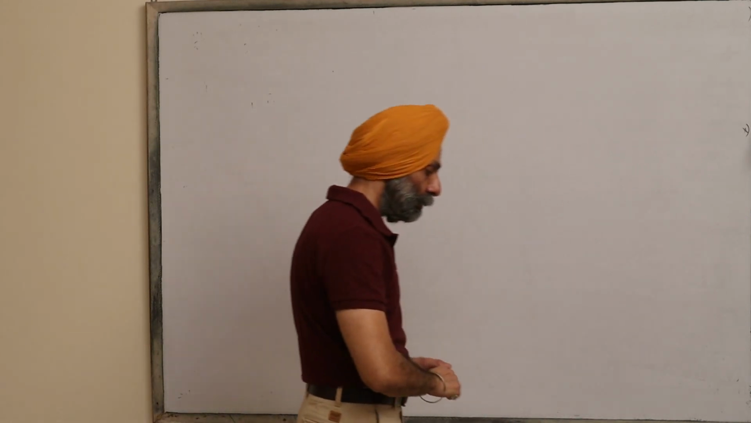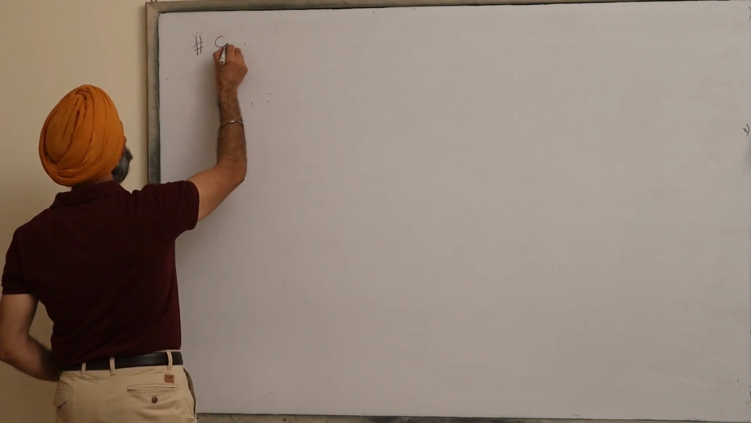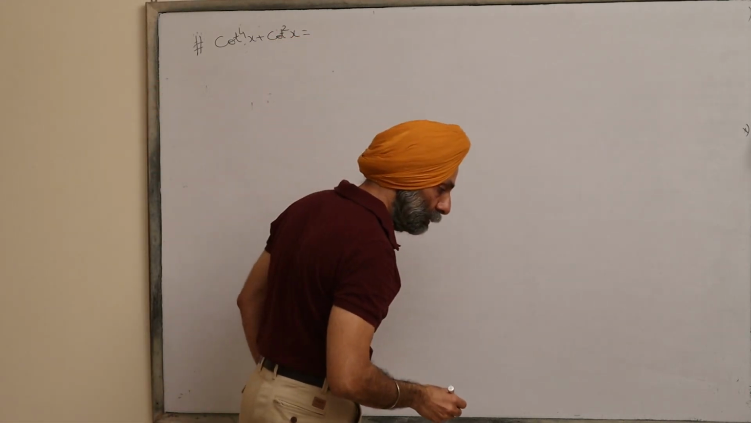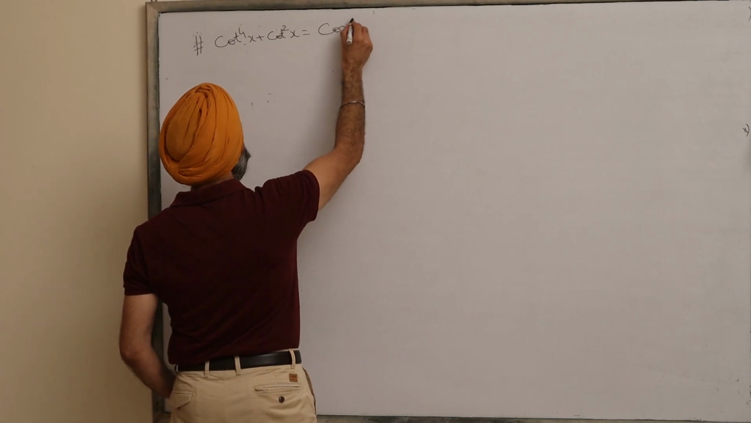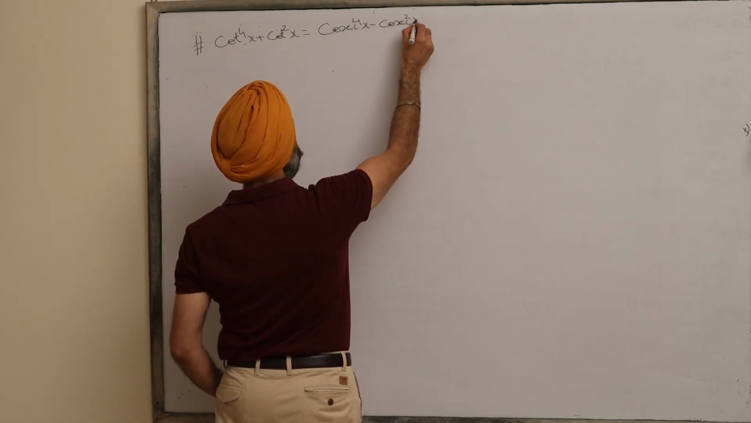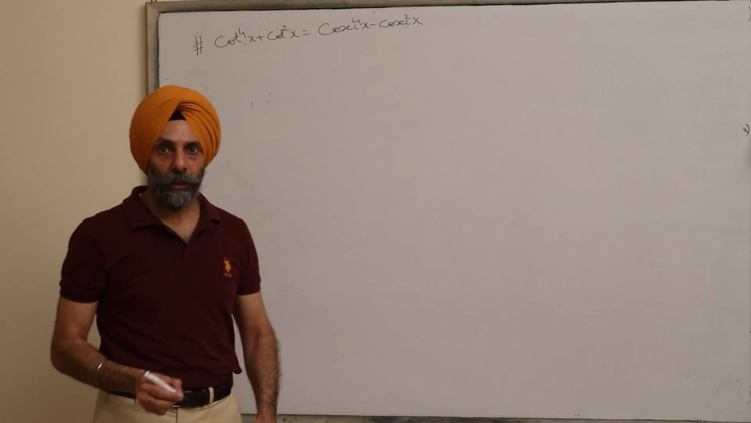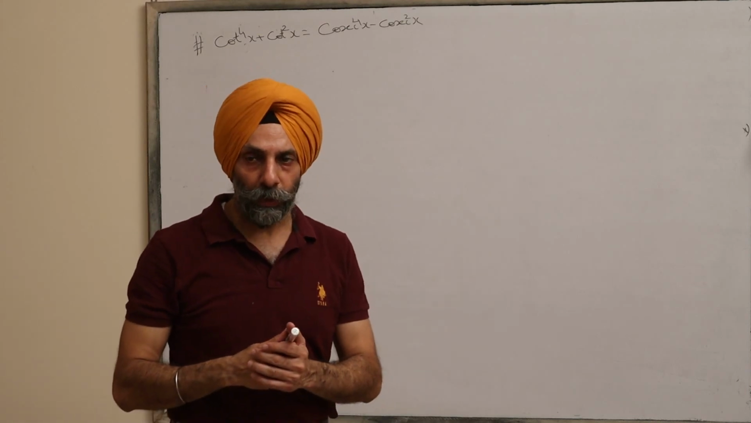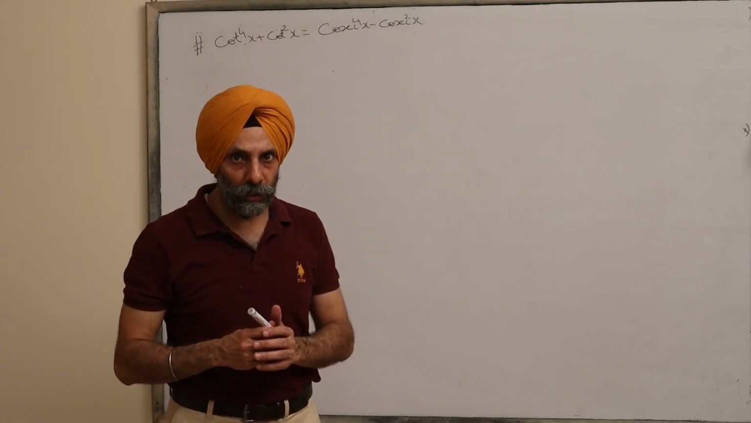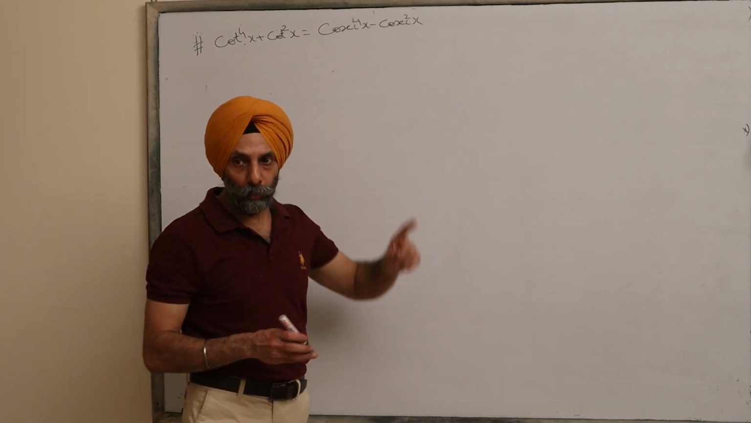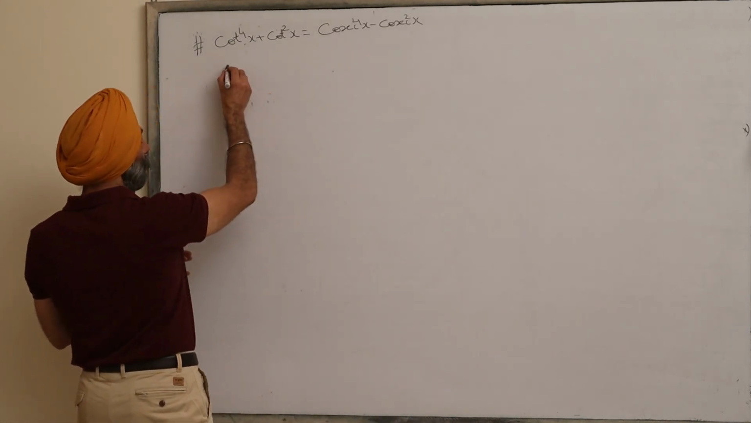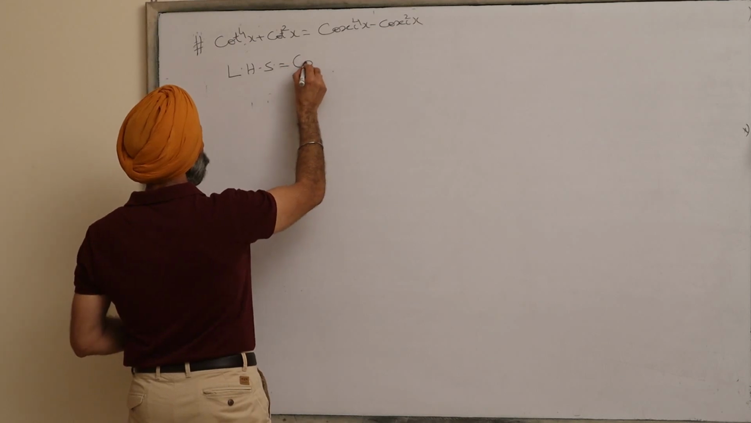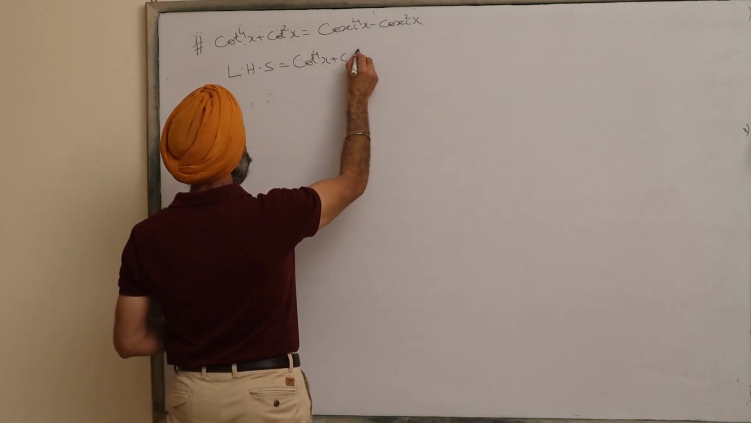Now next question is cot 4x plus cot square x is equal to cosecant 4x minus cosecant square x. Next question which we are going to solve here is we have to prove that cot 4x plus cot square x is equal to cosecant 4x minus cosecant square x. Again, you can start from left hand side as well as the right hand side, or from the right hand side. What is the left hand side? It is cot 4x plus cot square x.